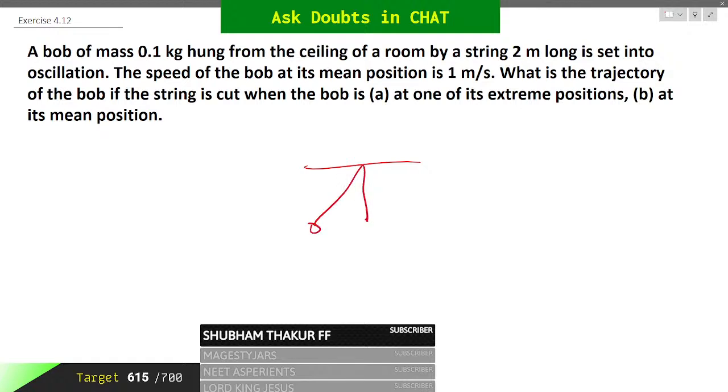When the bob is here, its speed is 0. Since the initial speed is 0, the gravitational force will act on it and it will fall vertically downward. And when the bob is here, it will have maximum speed. So let us assume that the bob was moving in this direction, so it would follow a parabolic path and fall somewhere here.